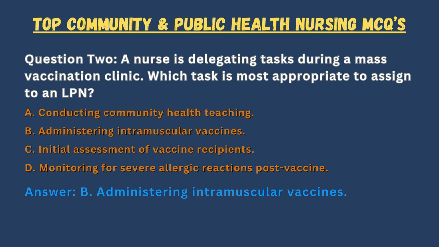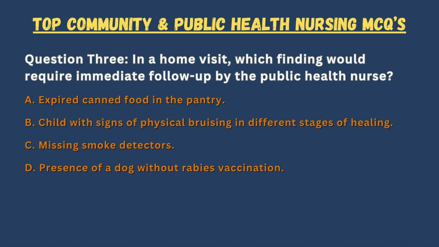Answer. B. Administering intramuscular vaccines. Question 3. In a home visit, which finding would require immediate follow-up by the public health nurse? A. Expired canned food in the pantry. B. Child with signs of physical bruising in different stages of healing.